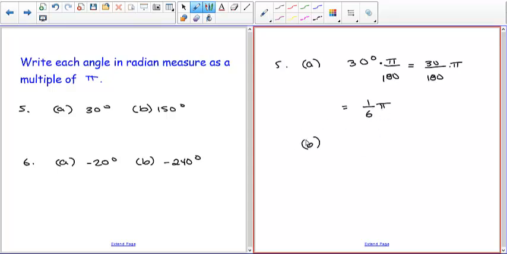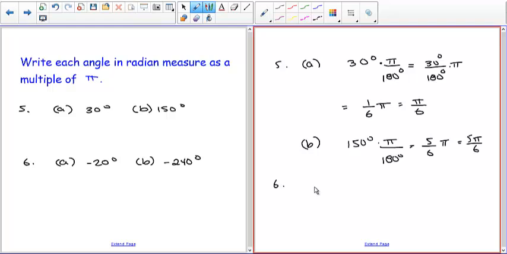You can do the same thing for 150. 150 degrees times, and let's put a little degree there, so degrees cancel out. So you get 150 times pi divided by 180 degrees. Again, they both have a common factor of 30, so you get 5/6 pi. Sometimes we say that's 5 pi divided by 6, 5 times pi divided by 6. Same thing here, pi divided by 6 instead of 1/6 pi.